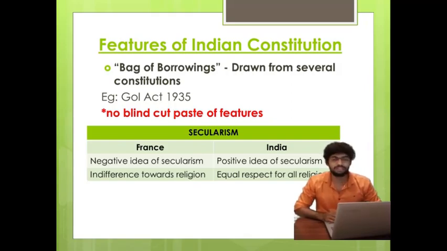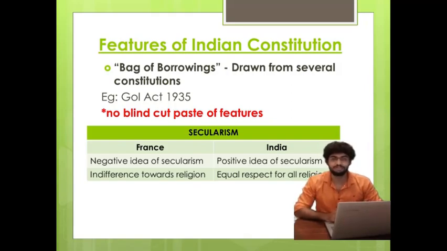The French notion of secularism is somewhat of a negative idea of secularism, and it connotes indifference towards religion. However, the Indian Constitution connotes a positive idea of secularism, and equal respect for all religions is an important feature of Indian secularism. Also, Indian secularism is inspired from the Gandhian notion of secularism, and secularism in the Indian Constitution implies Sarva Dharma Samabhav. So in a way, we can say that the Indian Constitution is a bag of borrowings, and it draws heavily from the rest of the constitutions of the world.